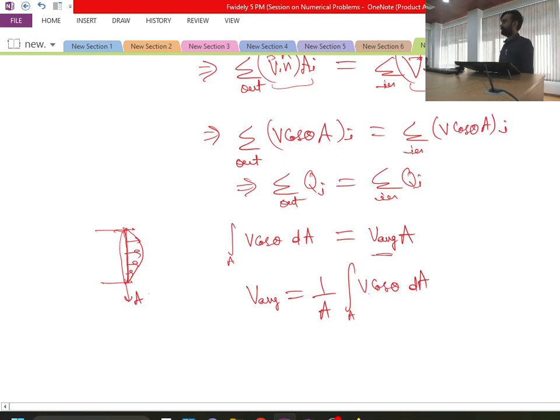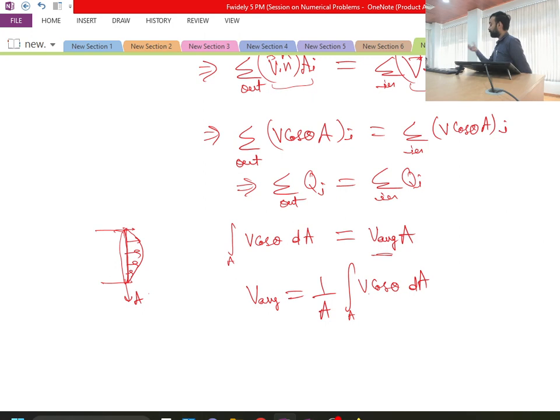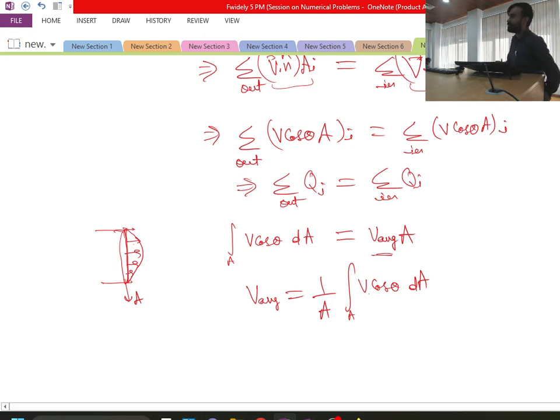Fine. How can I estimate the average value of the velocity at a particular inlet? Okay, so if it is given to you in the question how the velocity at this inlet varies with different positions, then you can put it into the integration over area and you can estimate the average value of the velocity. Fine. Anyone is having any doubt?